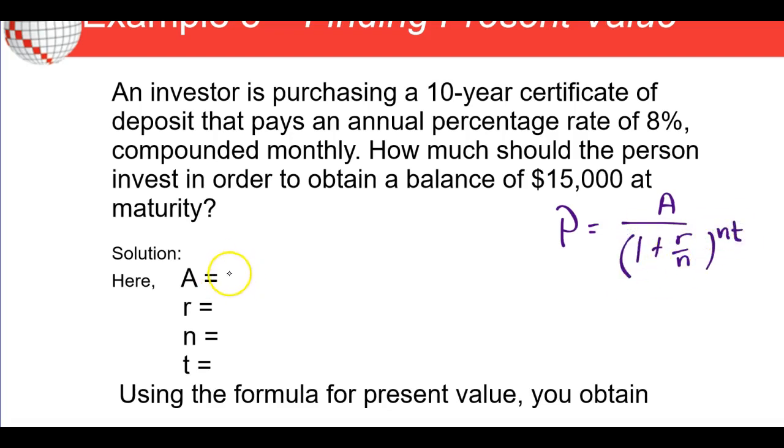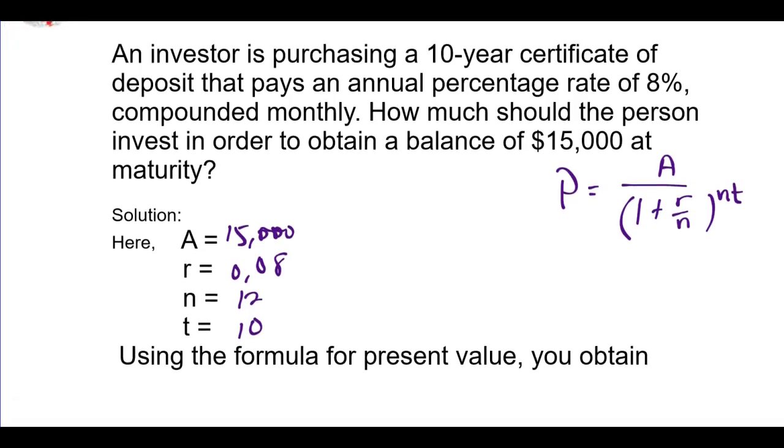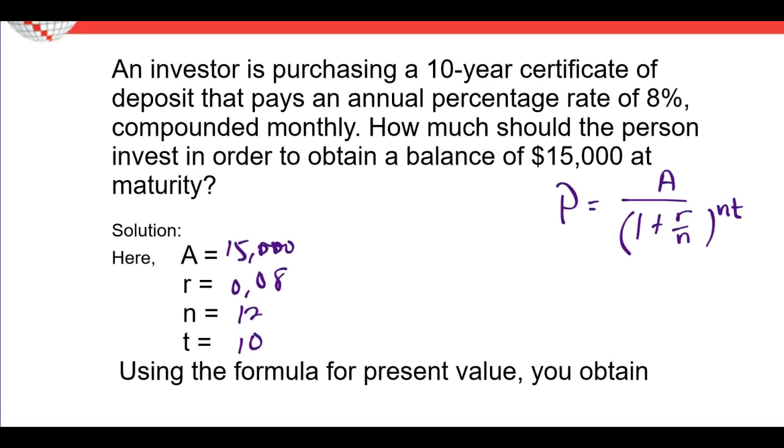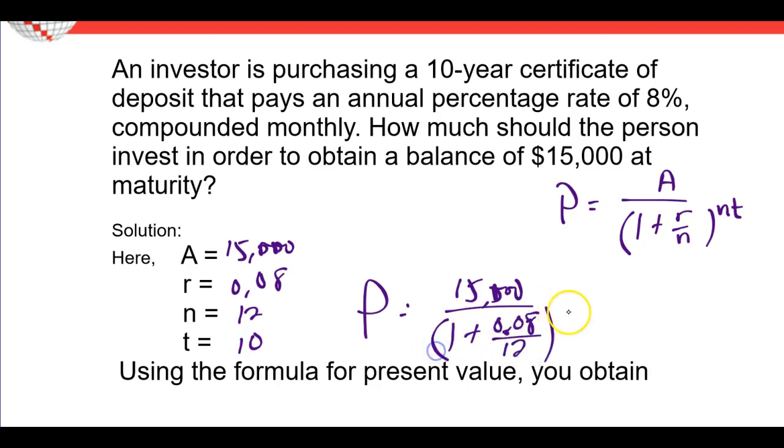And I'll start identifying. Looks like I've got 15,000 here. You should pause the video and see if you can identify these: 0.08, 12, and 10. Remember, mathematics doesn't work well if you just watch me work problems. You really should be working them out yourself. So plug those in for P, and again, I highly recommend, even if you can plug this in successfully, that you take out your own calculator and see if you can type this in correctly.